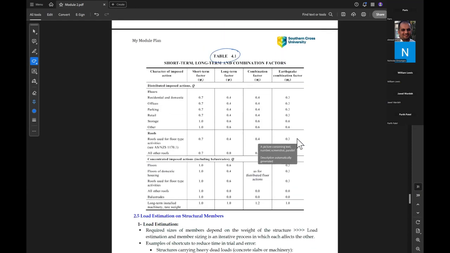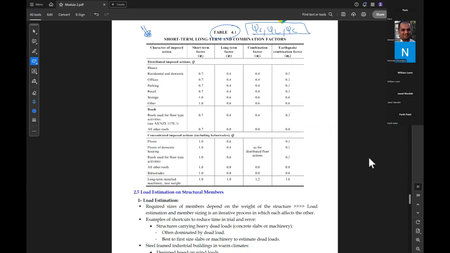And this table 4.1 is for the factors psi s, psi l, and psi c we found in the load combinations. So for example, if we are doing a roof, so roofs not used for floor application, like a normal roof, psi s will be 0.7, psi l is 0, psi c is 0, and psi e is 0. Psi e is not our focus because we are not doing earthquake, so no need for this one.